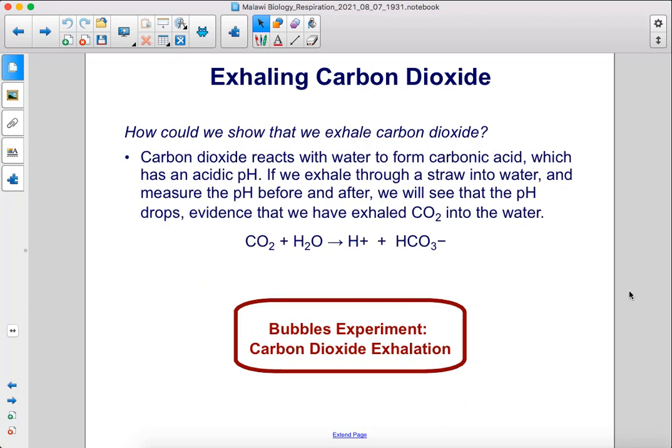Carbon dioxide reacts with water to form carbonic acid, which has an acidic pH. If we exhale through a straw into water and measure the pH before and after, we will see that the pH drops, evidence that we have exhaled CO2 into the water.